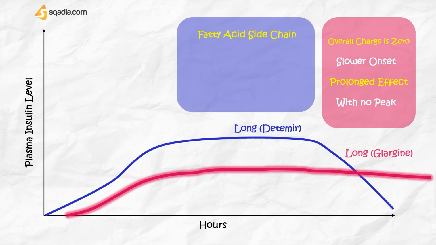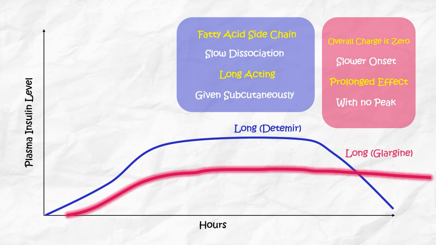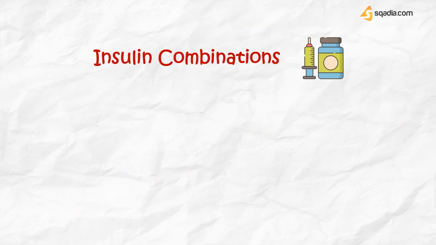Insulin detemir has a fatty acid side chain that enhances association to albumin. Slow dissociation from albumin results in long-acting properties like those of insulin glargine. As with NPH insulin, insulin glargine and insulin detemir are used for basal control and should only be administered subcutaneously. Neither long-acting insulin should be mixed in the same syringe with other insulins, because doing so may alter the pharmacodynamic profile. So, what are possible insulin combinations used in patients?